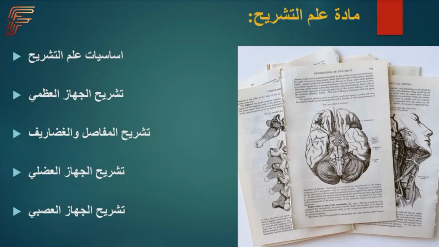Course contents. The material covers the following. Part 1. Fundamentals of anatomy, including the anatomical position, anatomical terminology, anatomical axes, and types of body movements. Part 2. Anatomy of the human body's systems.